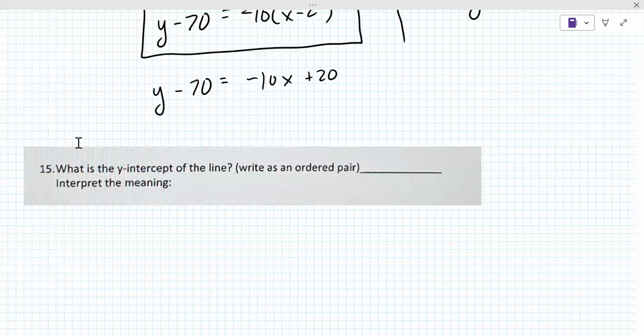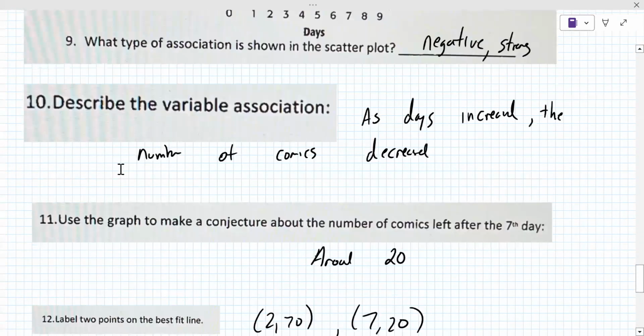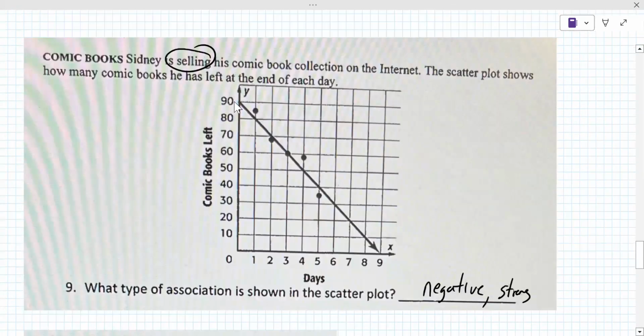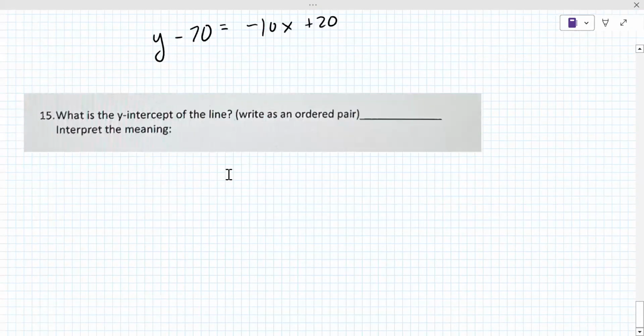Wait, for this one, can you remind me? I would just, okay, so I can pick my y point 2 comma 70. Well, it's where it hits the y-axis. Oh, like 90. Yeah. Okay, hold on. Right, as an ordered pair. Okay, so 0 comma 90. Yes. Very good.